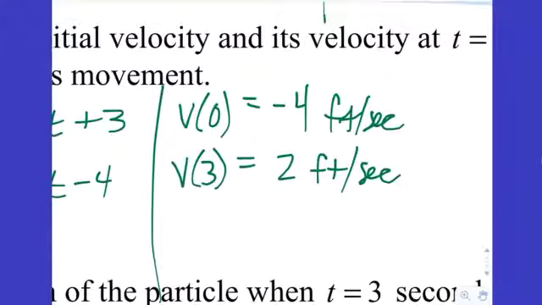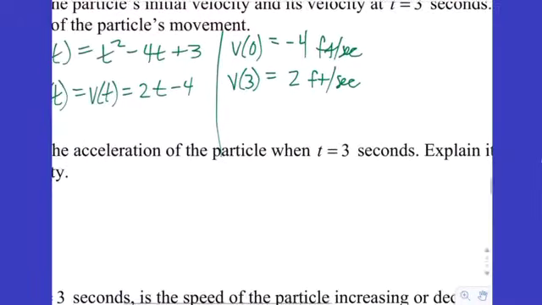At t equals 0 seconds, or initially, the particle was moving left at 4 feet per second, and in the end, at t equals 3 seconds, it was moving to the right by 2 feet per second. So the sign of the velocity tells you if it's moving left or right. So it wasn't going left the whole time, was it? It went left and then it went right, maybe even danced around a little bit.